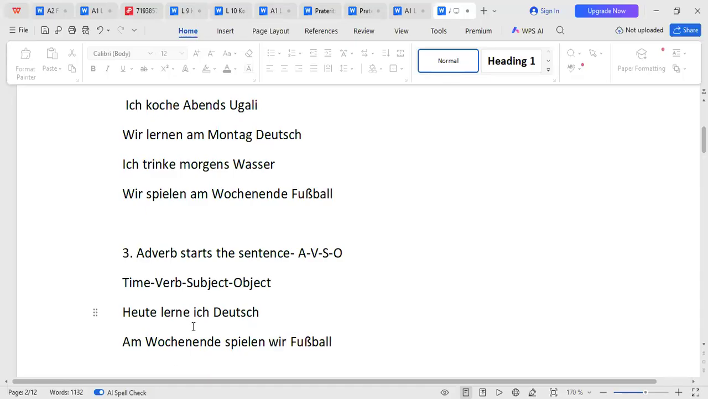Heute lerne ich Deutsch. Yes. So we have 3 types of sentence structure. Hat jemand eine Frage? Does anybody have a question so far?